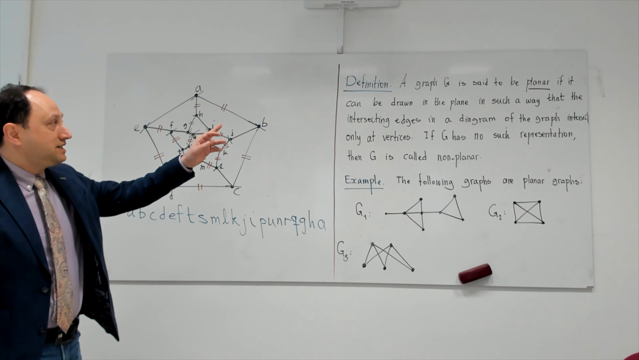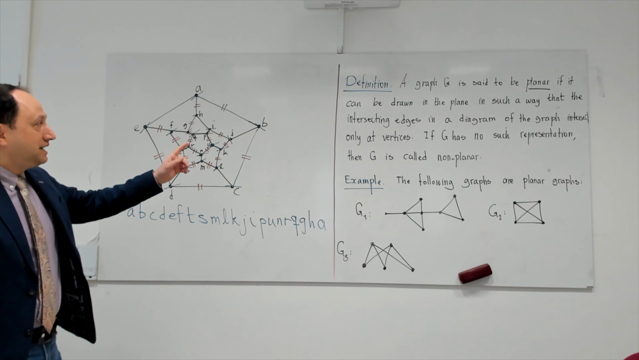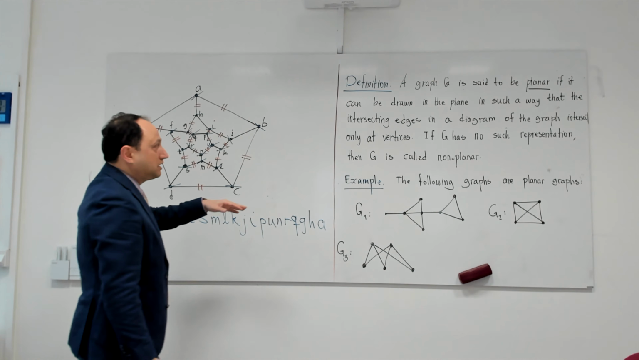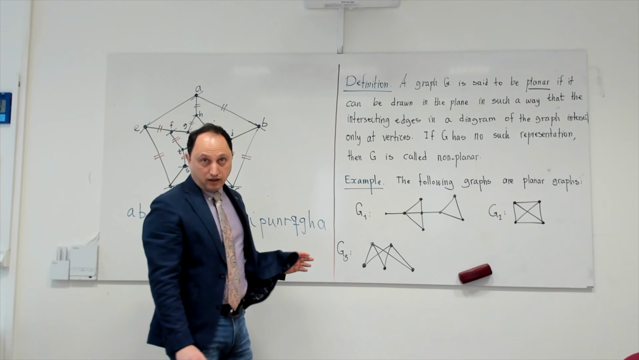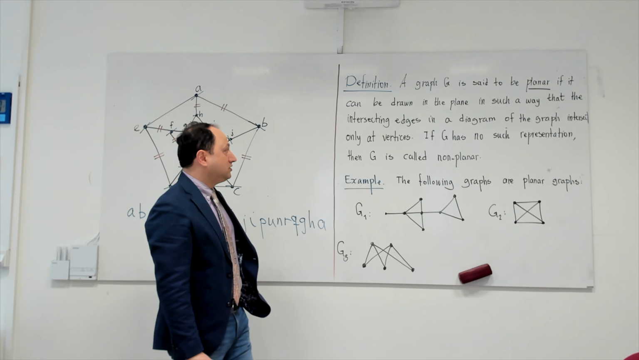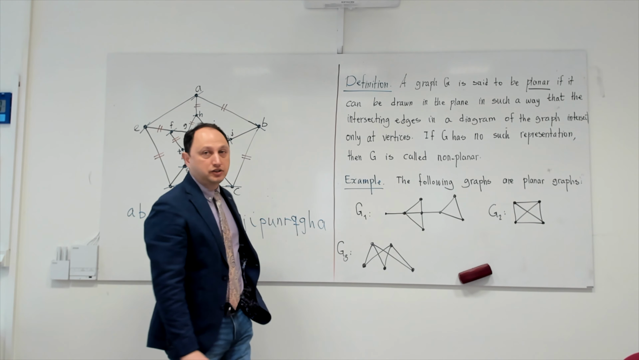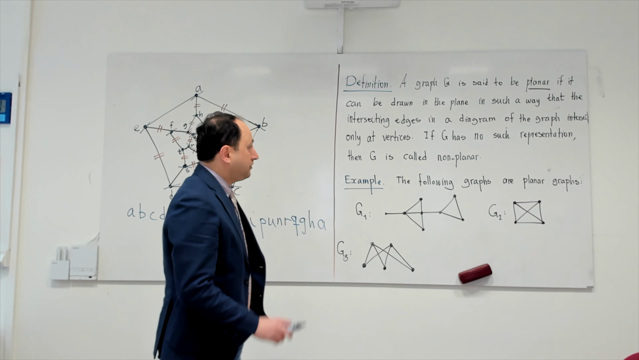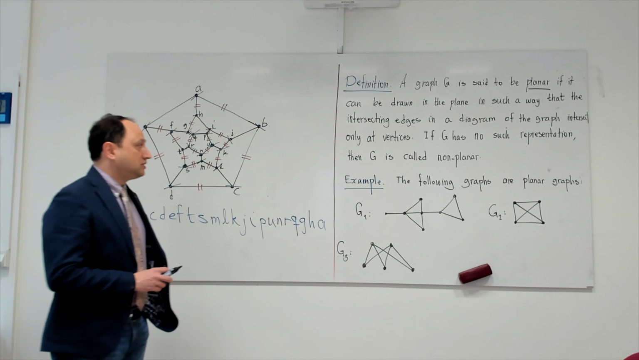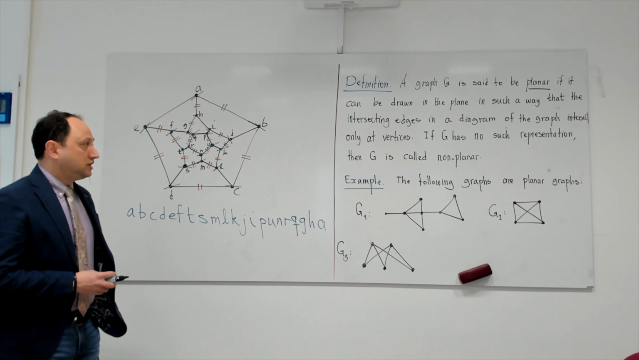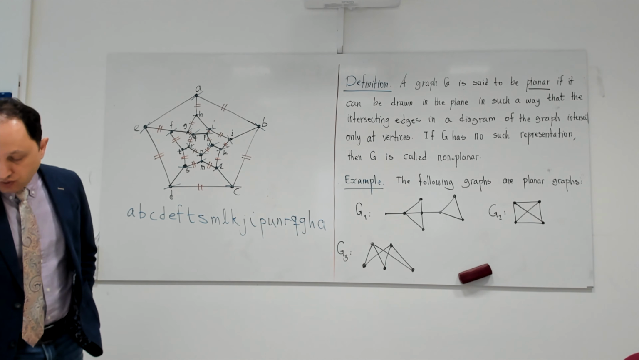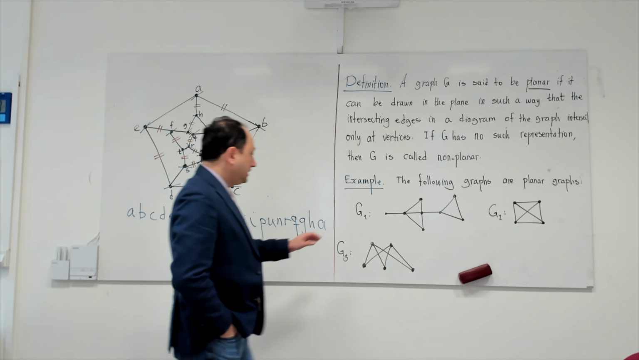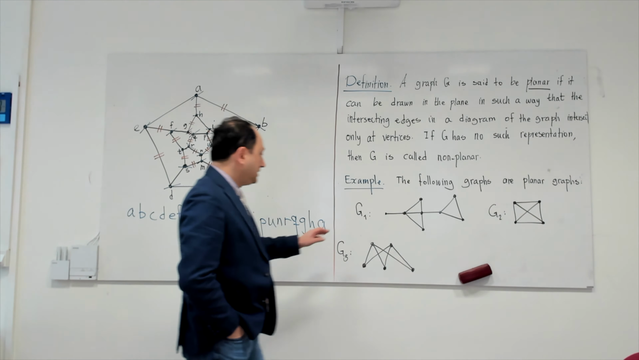A graph G is said to be planar if it can be drawn in the plane in such a way that intersecting edges in a diagram of the graph intersect only at vertices. If G has no such representation or diagram, then G is called non-planar. Okay, so what does it mean? For example, this graph G1 that you see on the board is actually a planar graph.